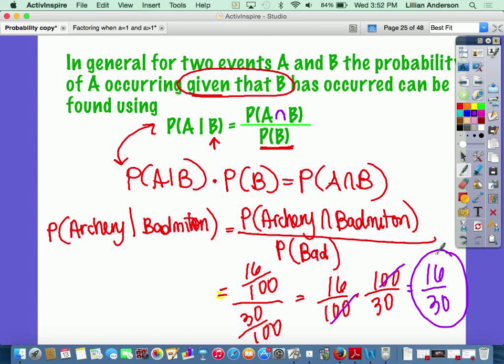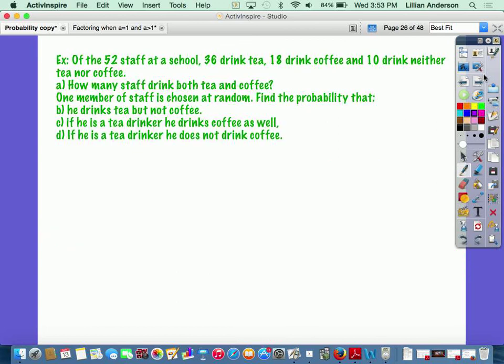So the probability that a student chosen at random does archery, given that they also do badminton, is 16 out of 30. Now, yes, you probably could have just looked at the Venn diagram and seen that, okay, well, I just need to look at that part in the Venn diagram and get the answer. That's fine, you can do that. But for the situations where you can't create a Venn diagram, you want to use this formula here. So let's look at an example.